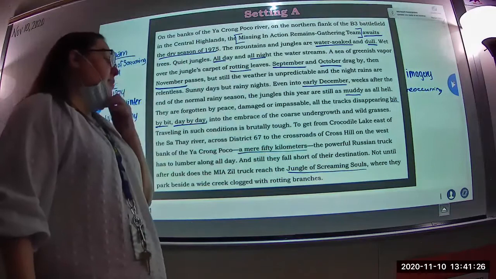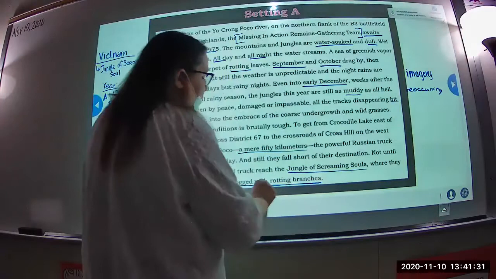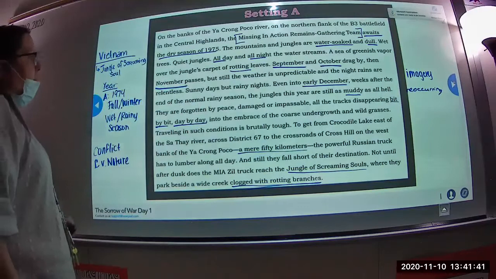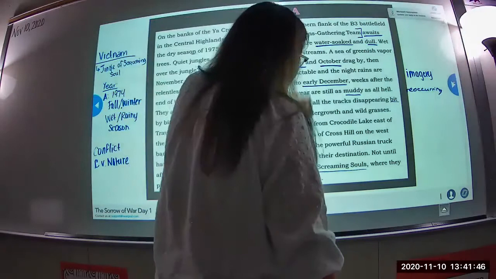And then even here again, it says clogged with rotting branches. So when they get where they're supposed to be going, it's still nature, and it's not even nature in its prime, it's nature like it's dying. Any questions? Okay, so we're going to keep this part on the side. They said 50.